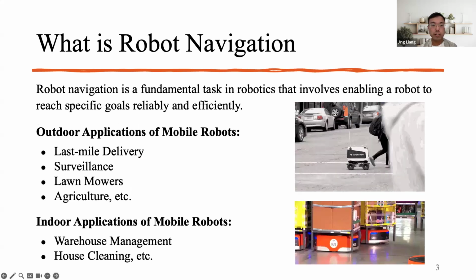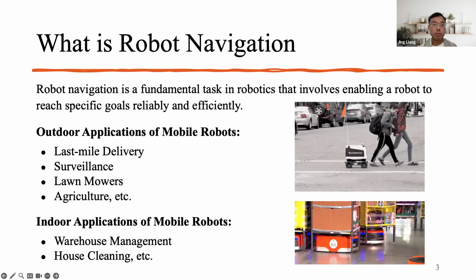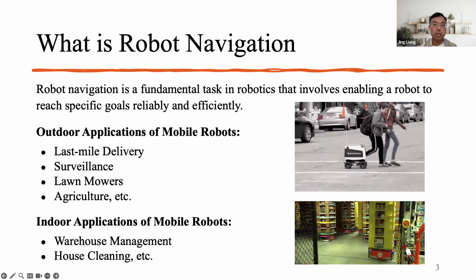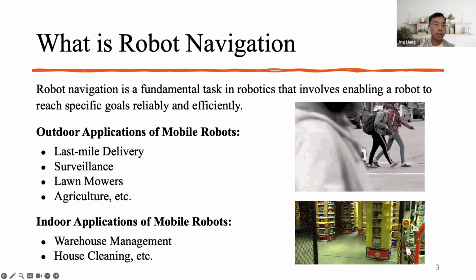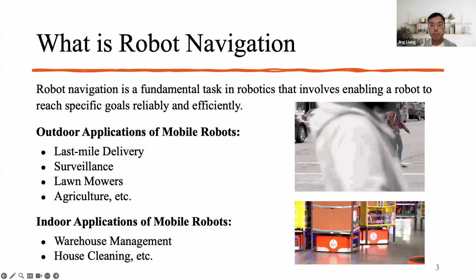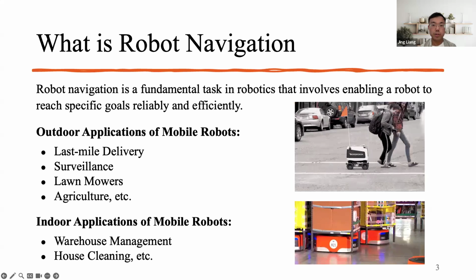So what is robot navigation? Robot navigation is a very fundamental task in robotics that involves enabling a robot to reach specific goals reliably and efficiently. There are multiple applications in both indoor and outdoor scenarios.